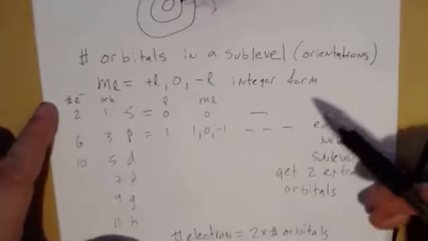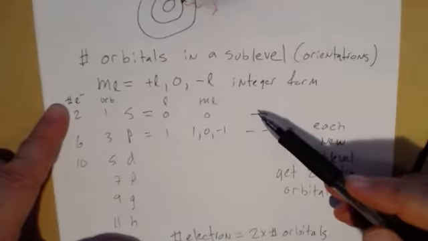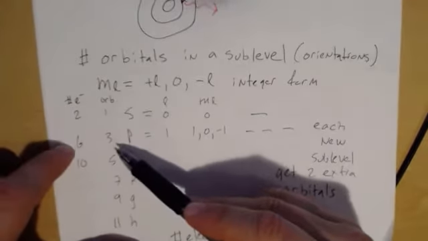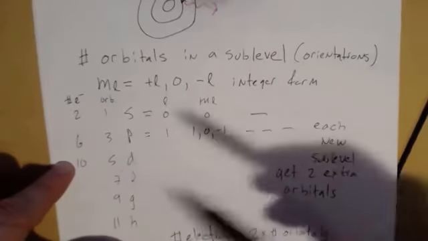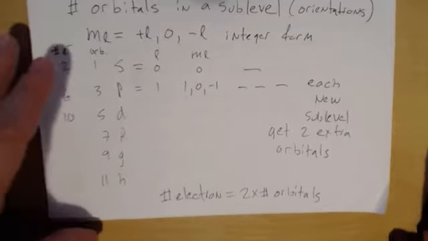The number of electrons in those sublevels is 2 times the number of orbitals. So if I have 1 orbital, I can have 2 electrons. If I have 3 orbitals, I can have 6. If I have 5 orbitals, I can have 10. So the number of electrons is 2 times the number of orbitals.